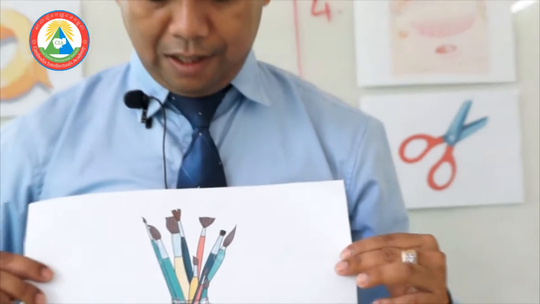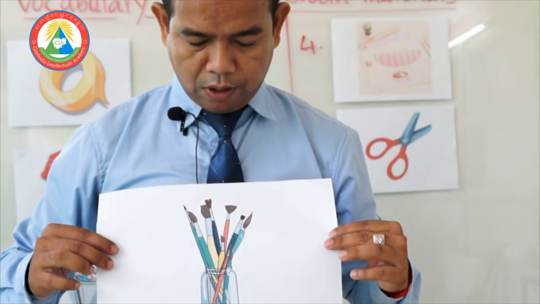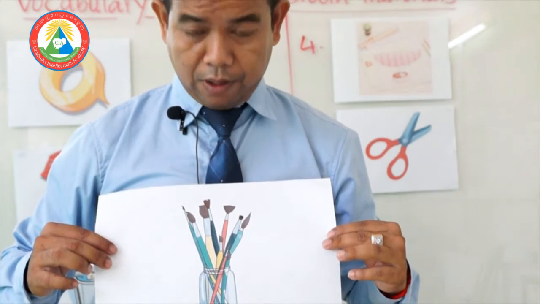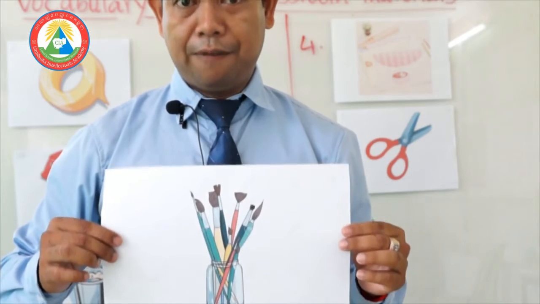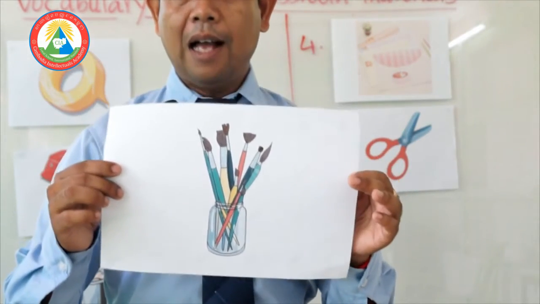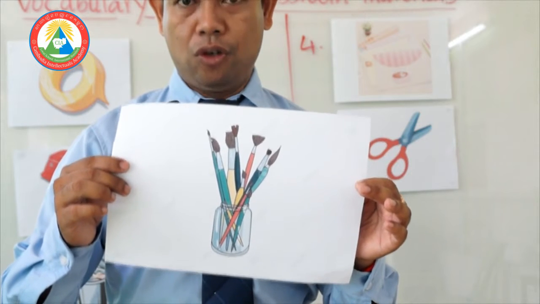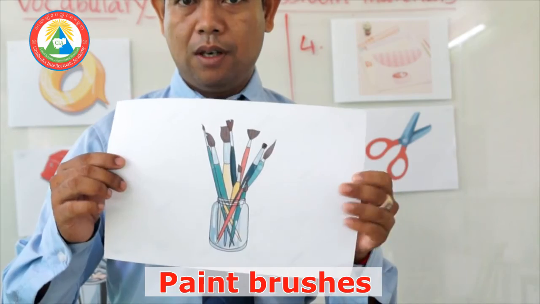Yeah, you can see, yeah? I am pretty sure that all of you can see this picture clearly, because this picture is big enough in size. So I tell you, they are paint brushes. They are paint brushes. Yeah.